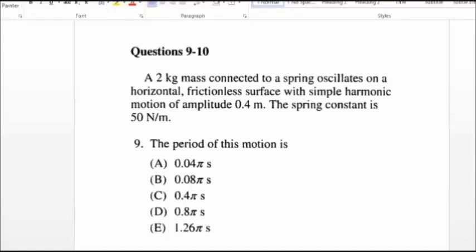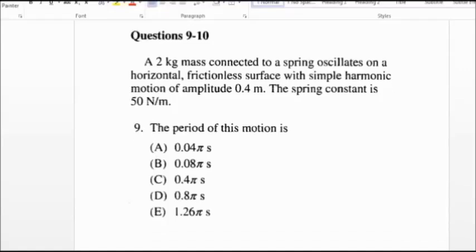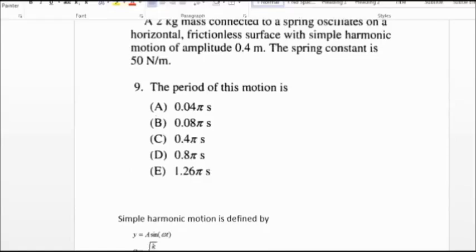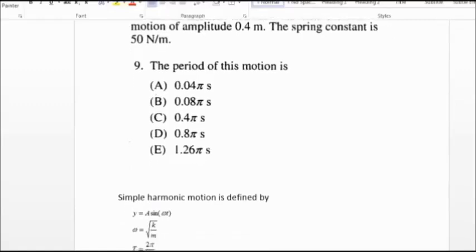The spring is oscillating because if it is stretched and let go, then it starts oscillating. So the equation of motion which describes the motion of the spring is y = A sin(omega t), where A is the amplitude, that means we stretch by A. Then omega is given by root k by m. K is the spring constant, which is given to be 50 newtons per meter. M is the mass, which is 2 kilograms.